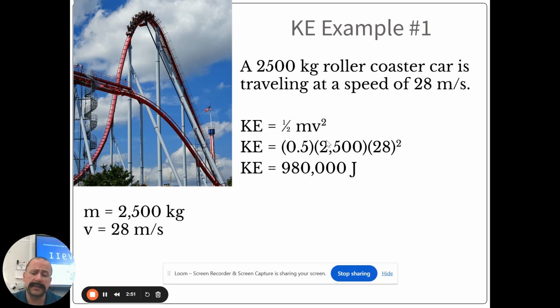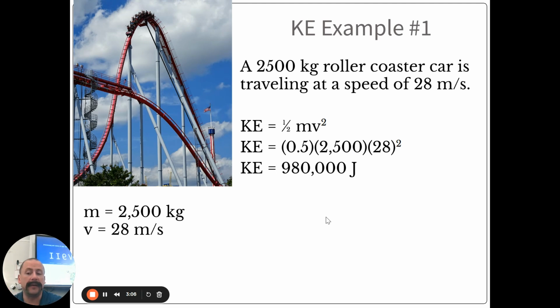We will end up getting some big numbers with these potentially. Anytime we're talking about big objects that are moving pretty fast, there's a lot of energy associated with them. And just abbreviated here at the end, all energy gets measured in joules, regardless of whether it's gravitational or kinetic. All of those are the same units of energy.